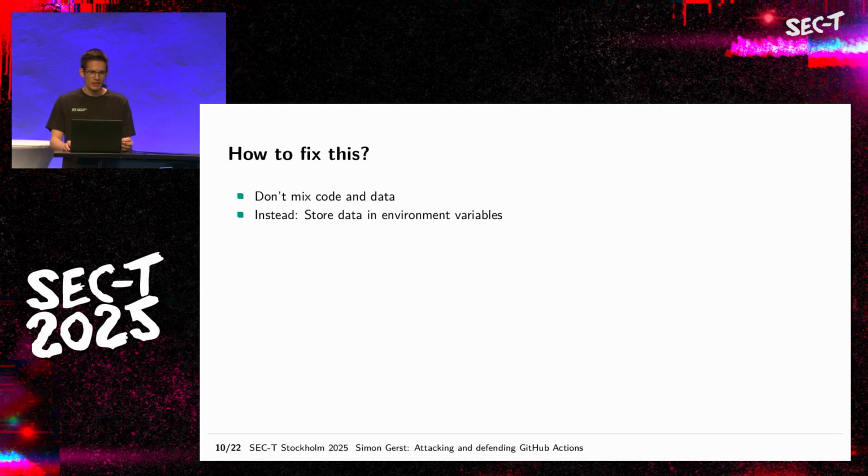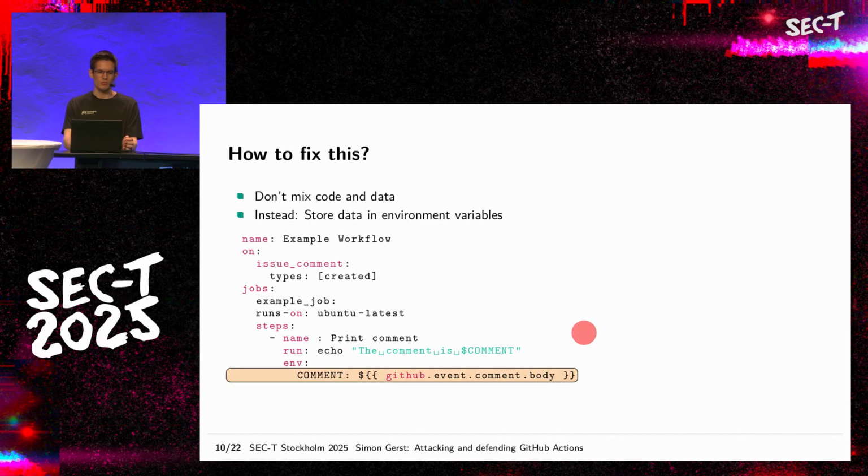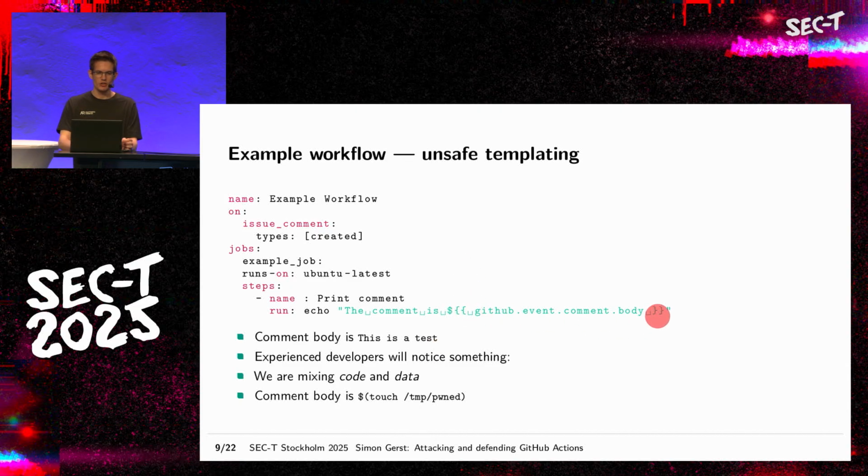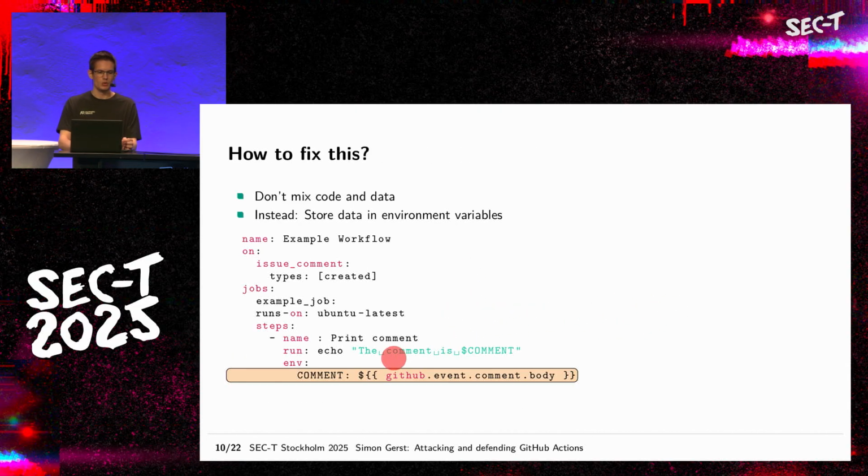So how do we fix this? Don't mix code and data. Instead, store your data in an environment variable. So you just basically take this and put it here. So it is available in the env.comment. And then when the shell will execute the echo statement, it will not interpret the environment variable as code. And so you don't get any code injection, and no malicious stuff can happen.